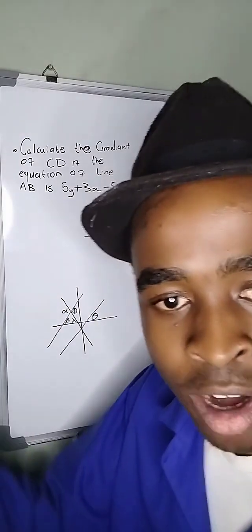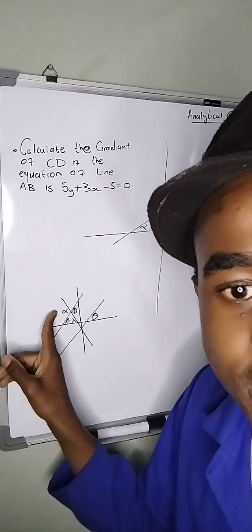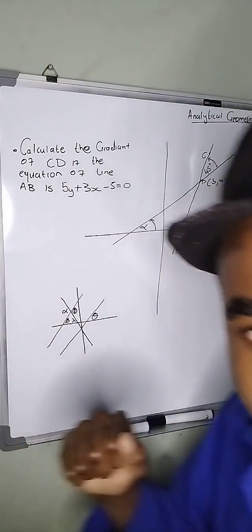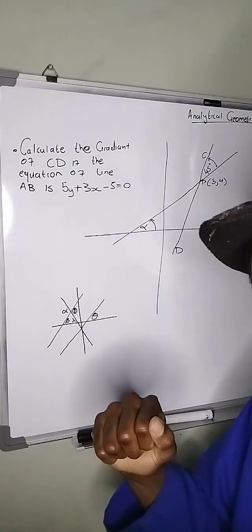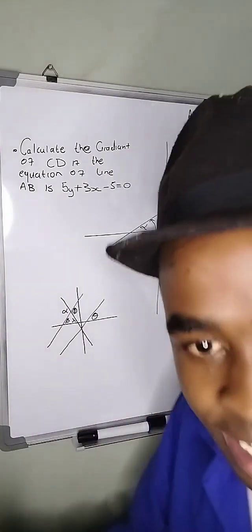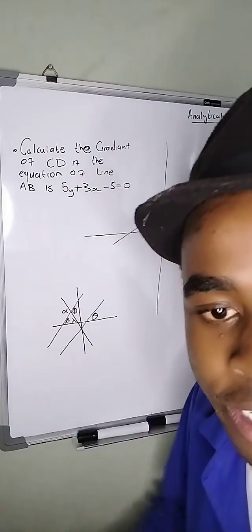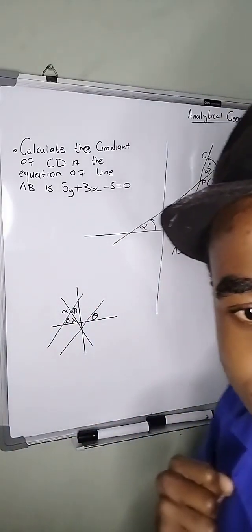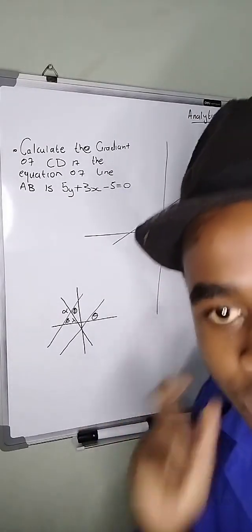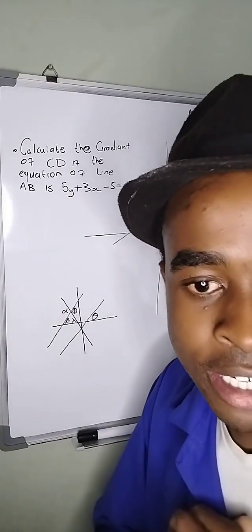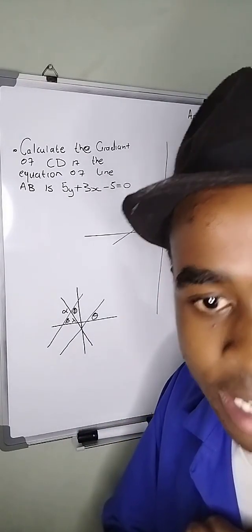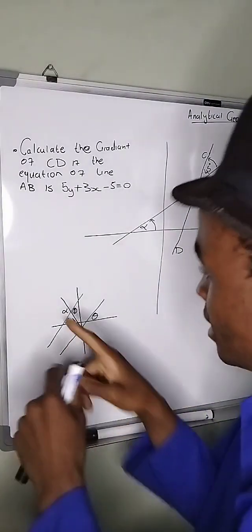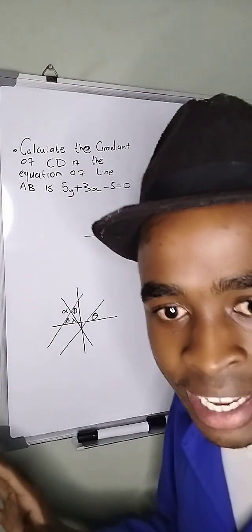Is alpha the angle of inclination? Let's talk about alpha. Why is it not the angle of inclination? Why do we say that alpha is not an angle of inclination? Yes, it's the angle between the lines. Thank you very much. This is just the angle between the lines.